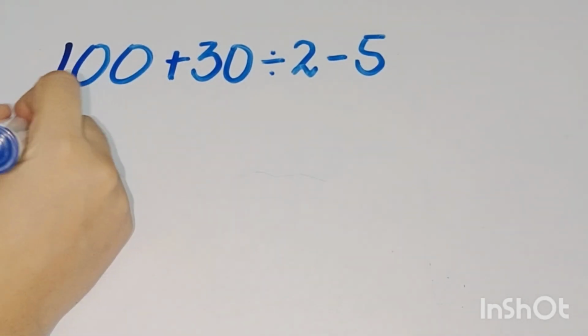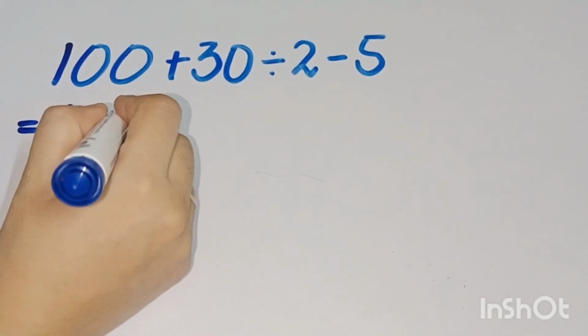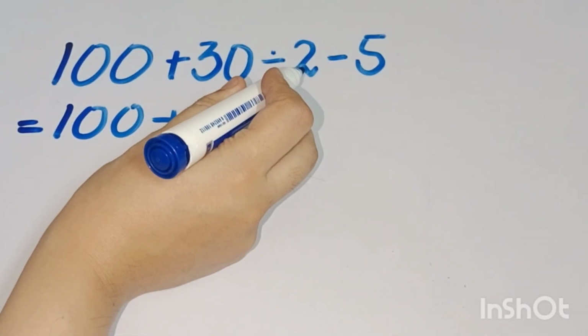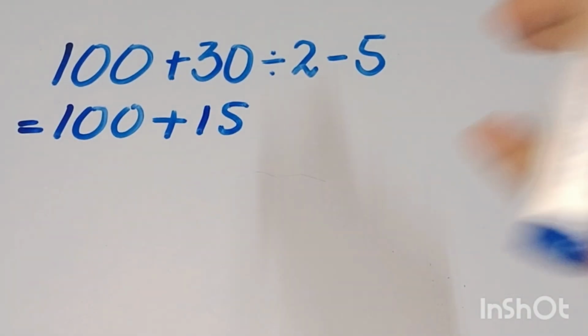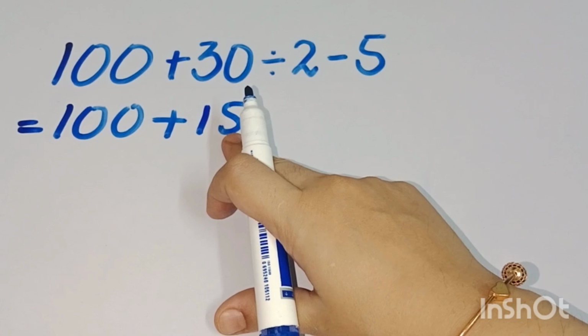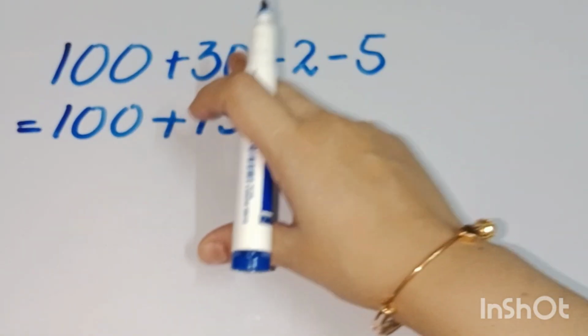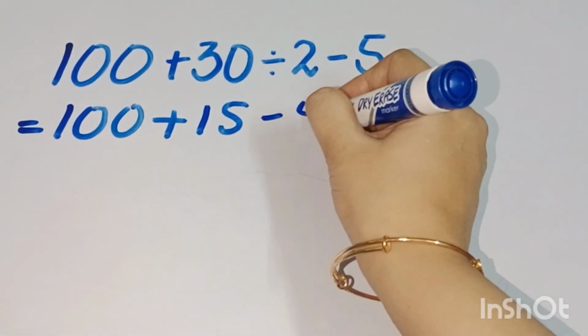Now, let's solve this puzzle. I am giving you a live proof of this puzzle. 100 plus, as we all know that 30 divided by 2 is 15. Why 15? Because when we multiply 2 with 15, the answer is 30. That's why 30 divided by 2 is equal to 15 minus 5.